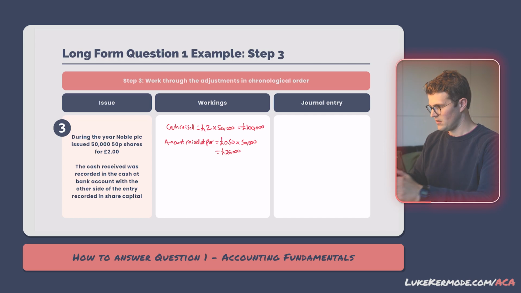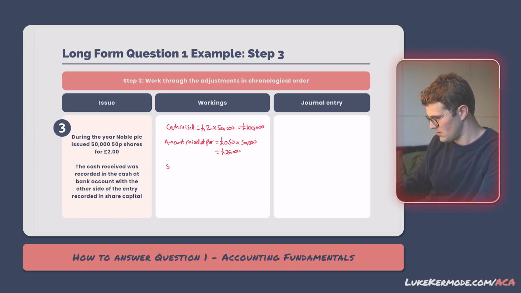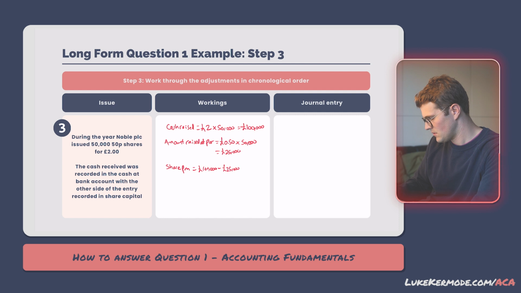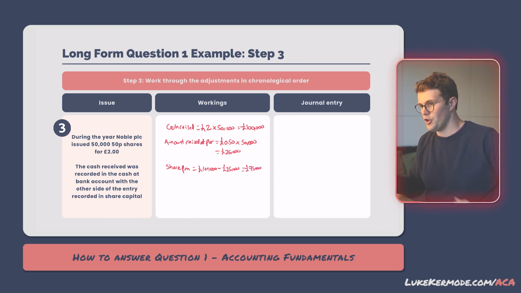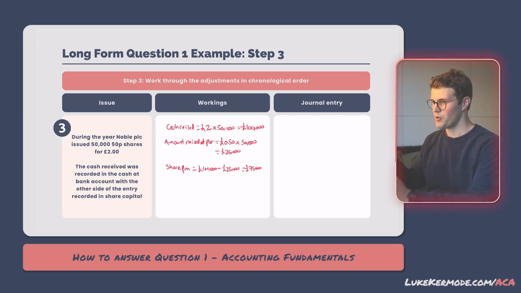The remaining 100,000 minus 25,000 should go to the share premium account. So £25,000 worth of the share issuance should have gone to share capital, 75,000 should have gone to share premium.